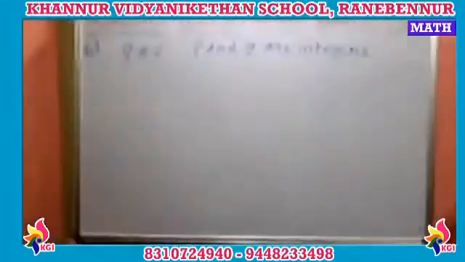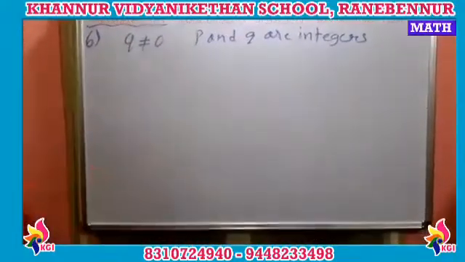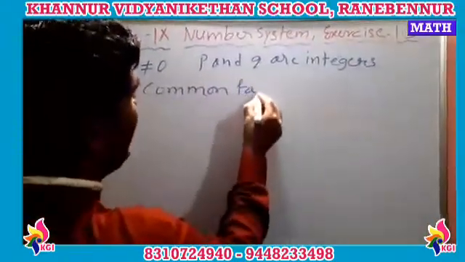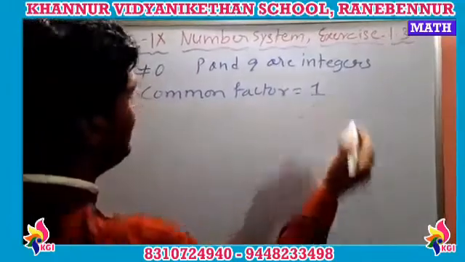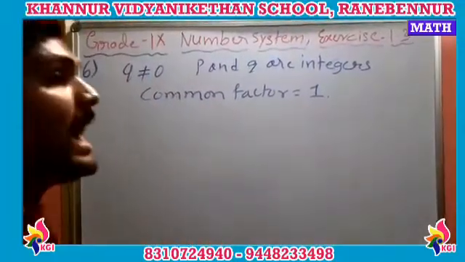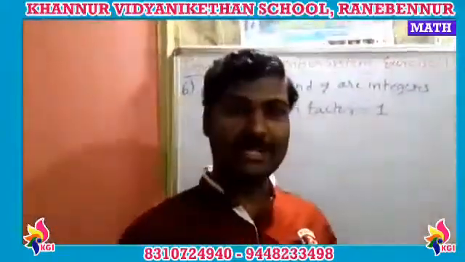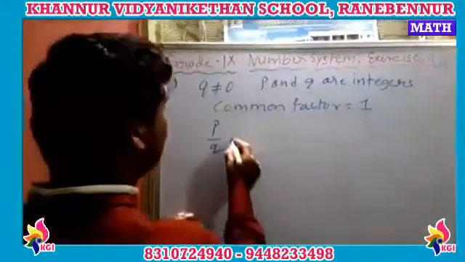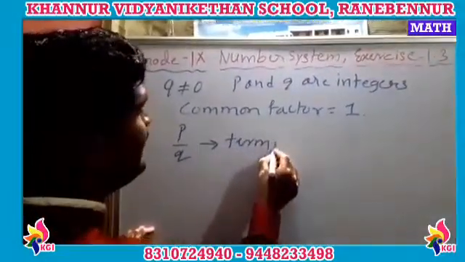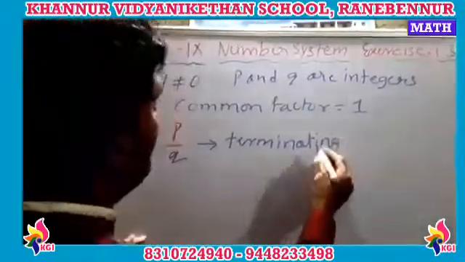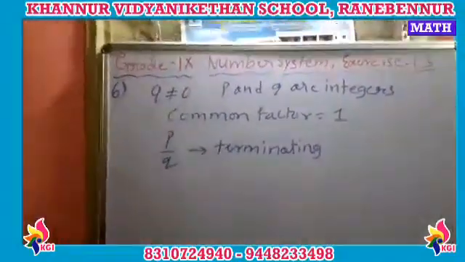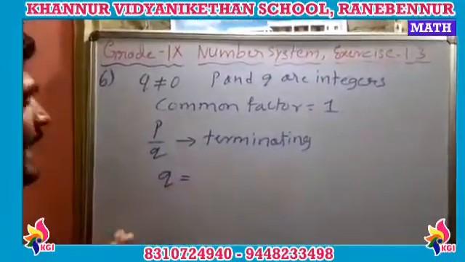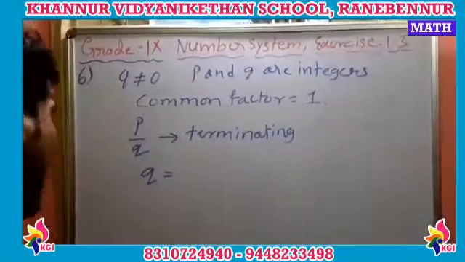So the common factor should be only 1. This is given for us. Also, if you want to say it is a rational number, p divided by q should be terminating. Okay children, so p by q should be terminating, which means q takes a form that they are asking. Whenever you take an example, I will go for it.